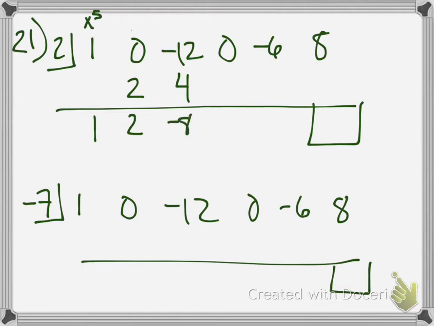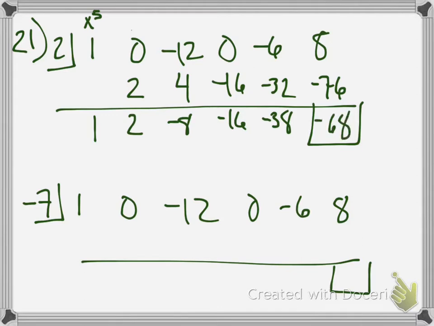So negative 8, this is negative 16, negative 16 becomes negative 32, negative 32 minus 6 is negative 38, negative 38 times 2 is negative 76, and negative 76 plus 8 is negative 68. So here, G of 2 is equal to negative 68.